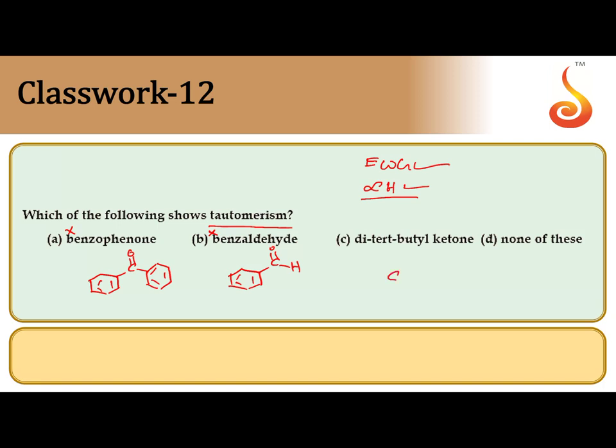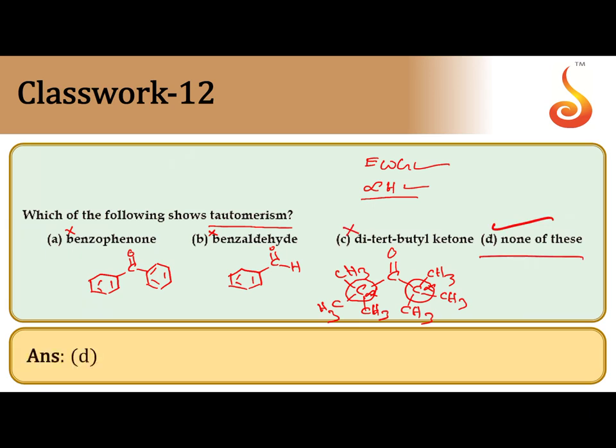Ditertiary butyl ketone, this is having a keto group, but the carbonyl carbon is attached to tertiary butyl. Such type of tertiary butyls, 2 are there. So ditertiary butyl. So this is the alpha carbon. This is the alpha carbon. At the alpha carbon there is no alpha hydrogen. That's why ditertiary butyl ketone also won't exhibit. You need not check the fourth option. None of these given. So the correct answer is none of these.